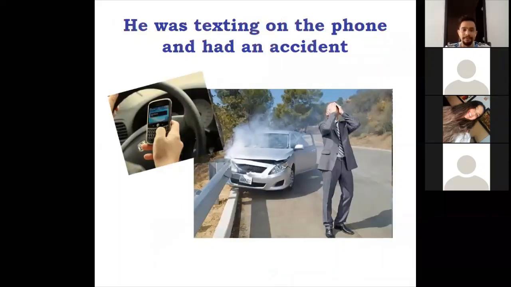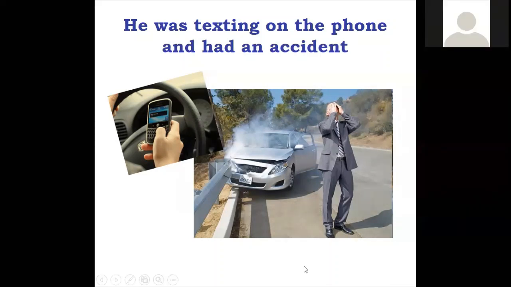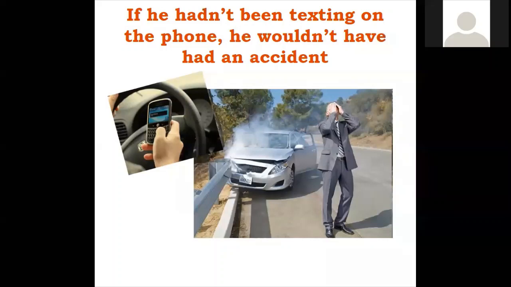Great. Another one. He was texting on the phone and had an accident. Type 3. All right, so he was texting on the phone and had an accident. Try to use your brain, people, faster. If he hadn't been texting on the phone, he wouldn't have had an accident. Very good, Miss Bonfante. Excellent. If he hadn't been texting on the phone, he wouldn't have had an accident. Perfect. Great. How about this one?